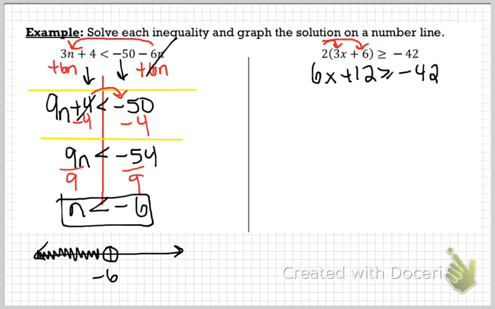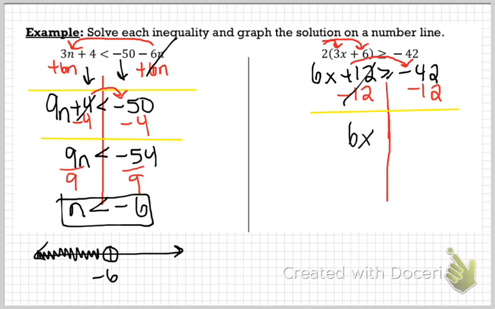Here is our variable. It's multiplying 6 and it's adding 12. So we need to get rid of whatever is adding or subtracting first. So we're going to eliminate the 12 by subtracting it over to the other side of the inequality. So I'm going to draw my line. We get our 12s cancel out, bring down the 6x, copy down the same inequality. Negative 42 minus 12, and we get negative 54. And our last step is to divide.